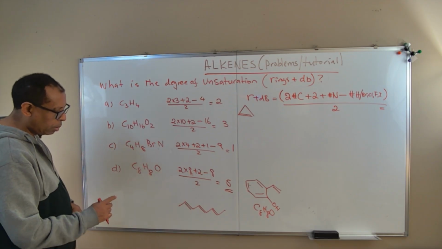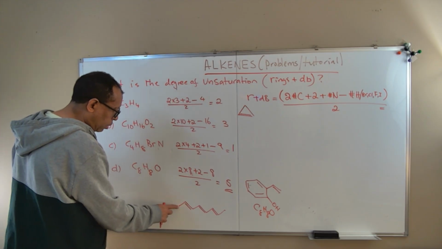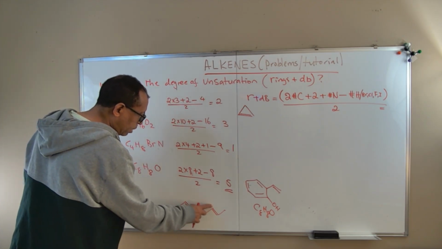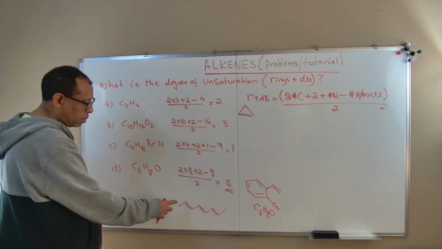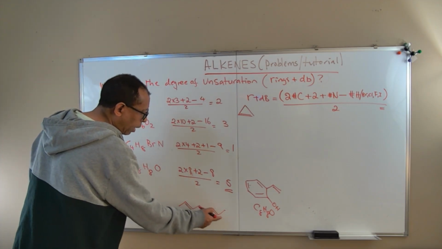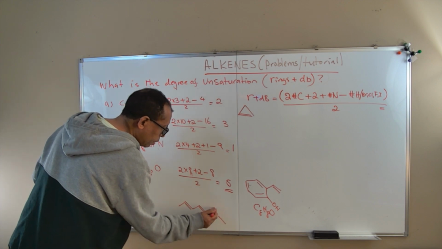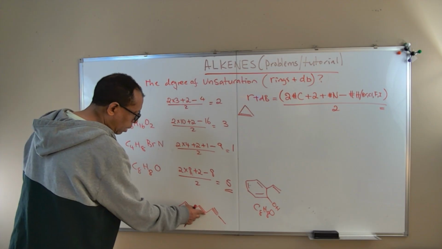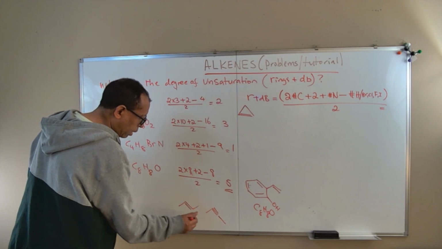But this would not be possible, because if I have 8 carbons, 1, 2, 3, 4, 5, 6, 7, 8, what I need is, for example, another pi bond, which would be, for example, 2 pi bonds here, and another pi bond. This is just an example.